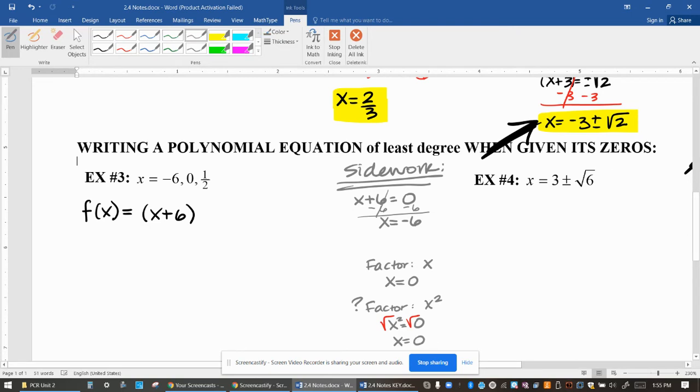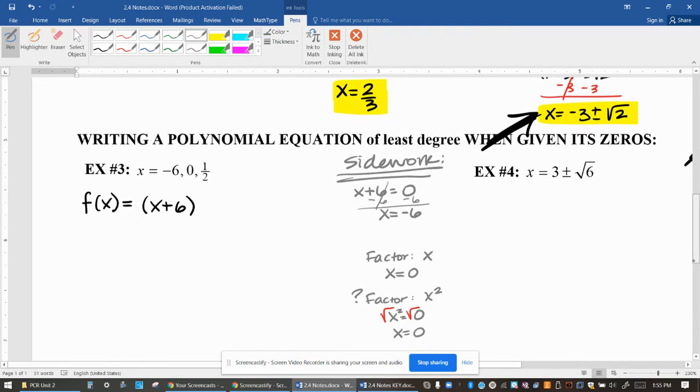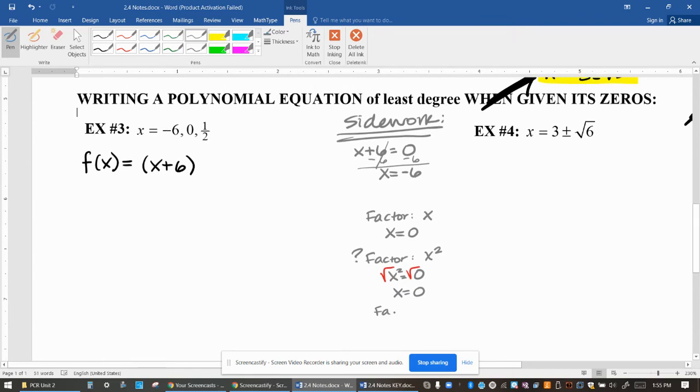Yeah. But wait. What if the original factor was x cubed? Can't I just cube root both sides and get 0, right? The cube root of 0 is still 0. Yeah. And honestly, I can keep going. I can say, what if x to the 20th? And then like 20th root both sides. Won't that work? Yes, but that's why the directions say of least degree, of the smallest degree.